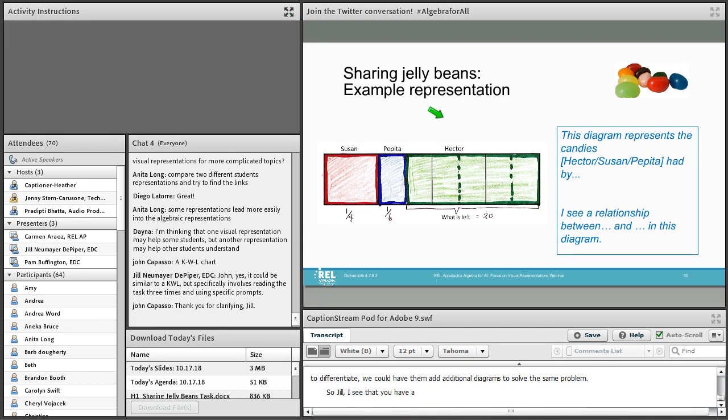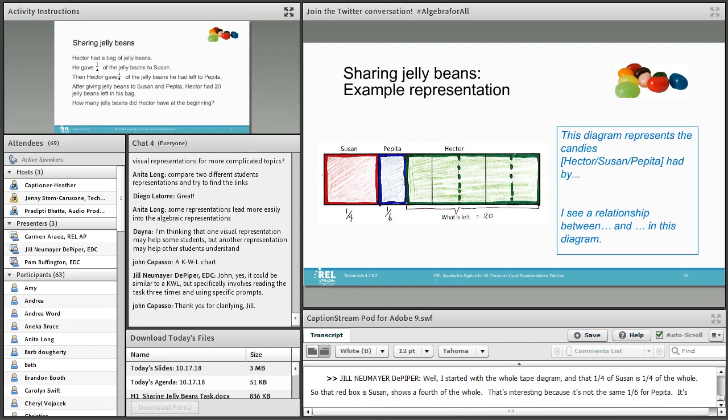So Jill, I see that you have a representation here. Can you tell me what relationships you see in this particular diagram? How does this diagram represent the candy that Hector or Susan or Pepita had? Well, I started with the whole tape diagram. And that 1/4 of Susan is 1/4 of the whole. So that red box of Susan shows 1/4 of the whole. So that's interesting because it's not the same 1/6 for Pepita. Her 1/6 is of the section that was left, the blue and the green together.